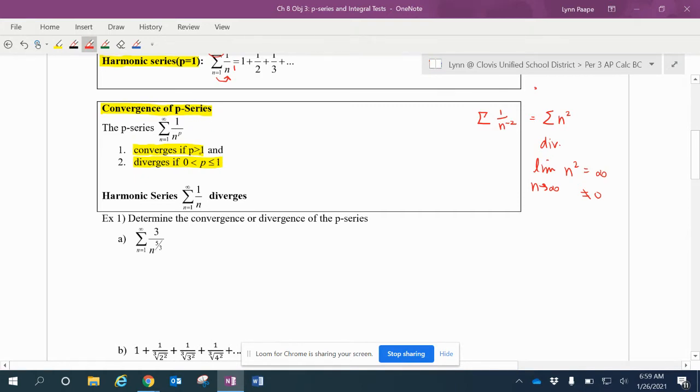So the rule is not taking into account negative powers. If the power is greater than 1, then you will have a converging series. If it's somewhere between 0 and 1, including 1, then it would diverge. That means the harmonic series automatically diverges because its power is equal to 1, and so it falls into this category here. Not that you have to memorize, of course, memorizing is fabulous, but understanding is more fabulous.